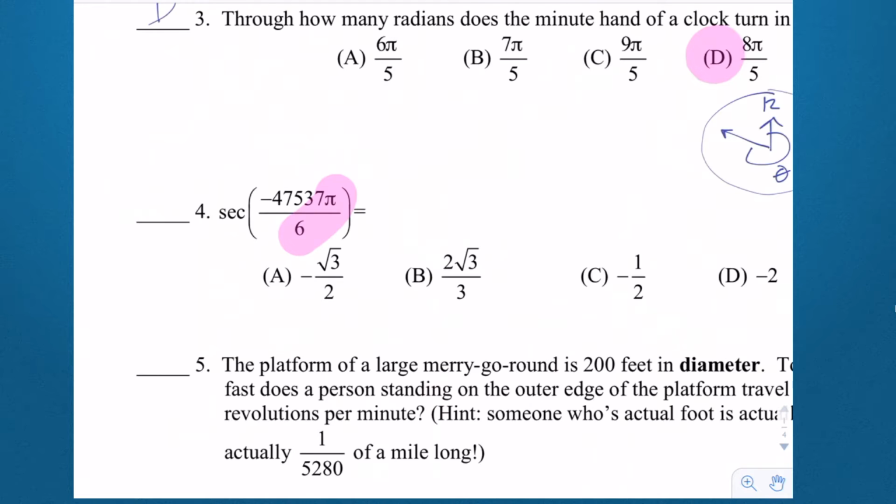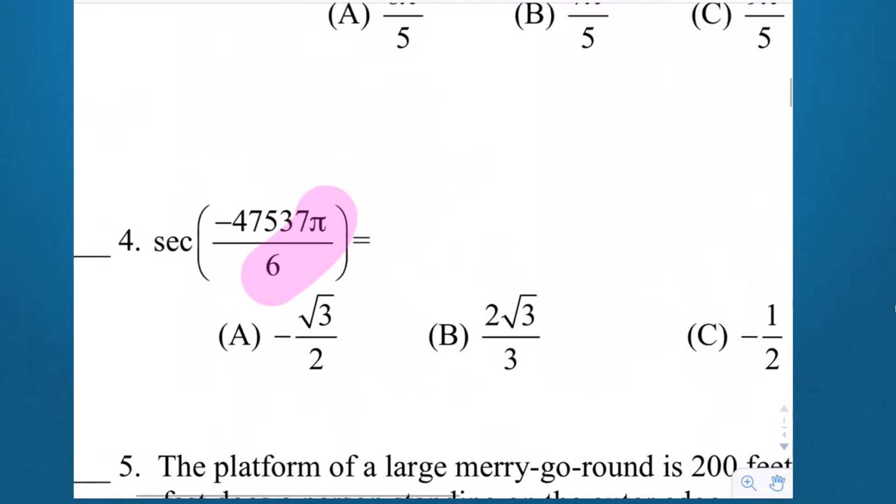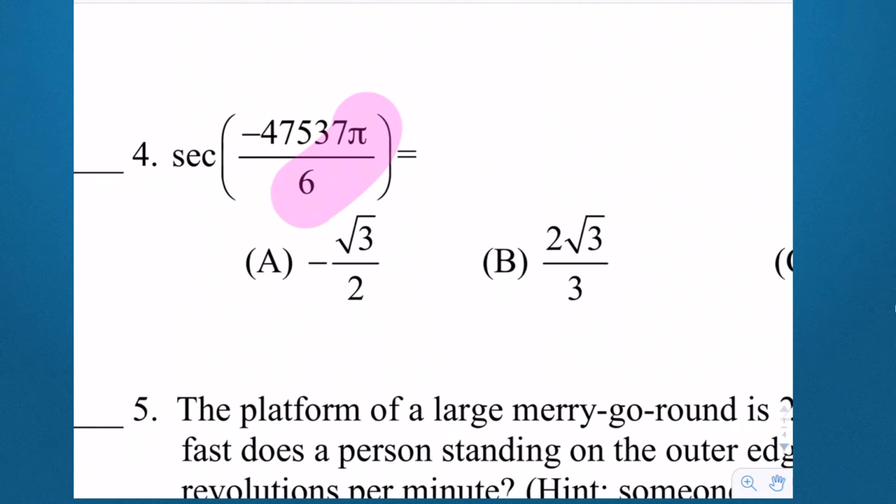And then all you have to do is go through all your answer choices and type them in and see which one of your answer choices matches up to that decimal. But that, again, takes some of the fun out of it, so I'm not going to do that. So here's what I'm going to do. I'm going to figure out what the coterminal angle is that falls within 1 rotation.